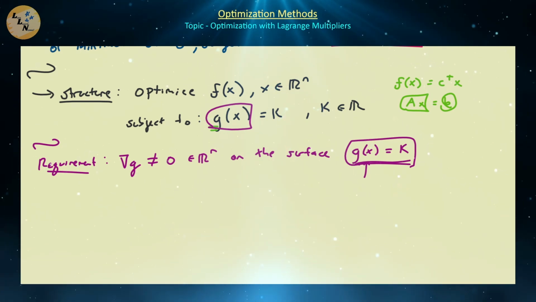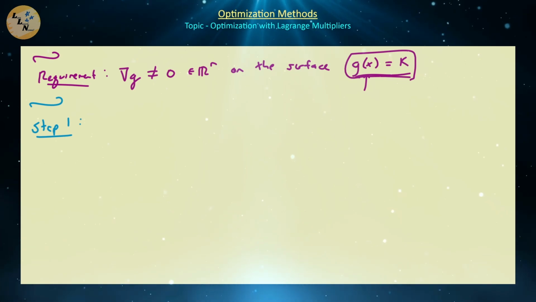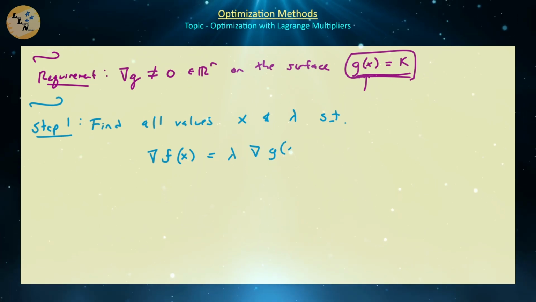So how does the method of Lagrange multipliers go in terms of finding the maximums and also minimums of our curve? So, step one. The first thing that we need to do is find all values x, keep in mind x is a vector, and also lambda, which is going to be a number, such that the following things hold. The gradient of f at x is equal to lambda times the gradient of g of x. So keep in mind, gradient is a vector, lambda is a number.